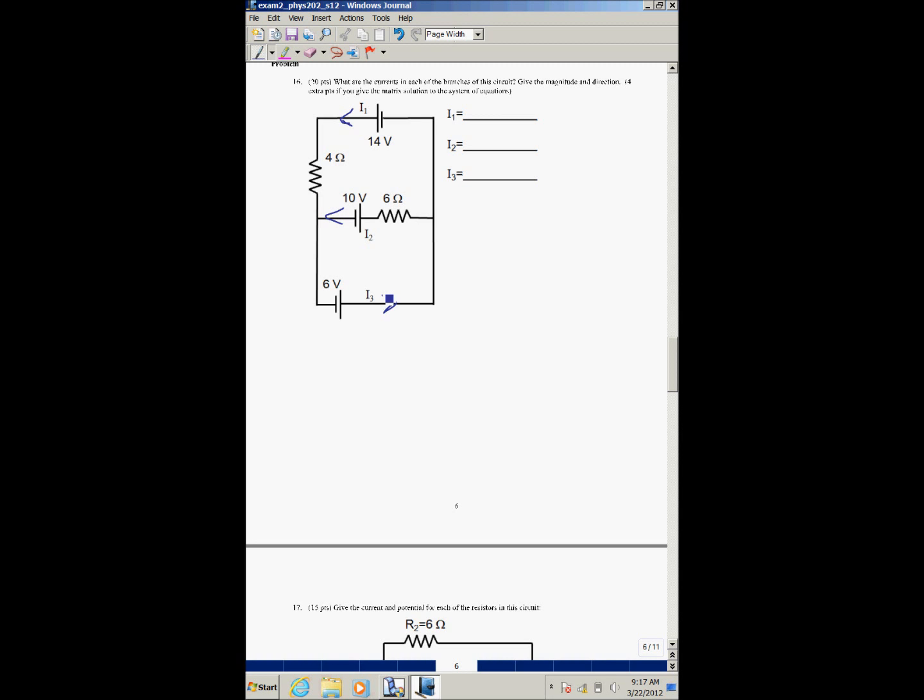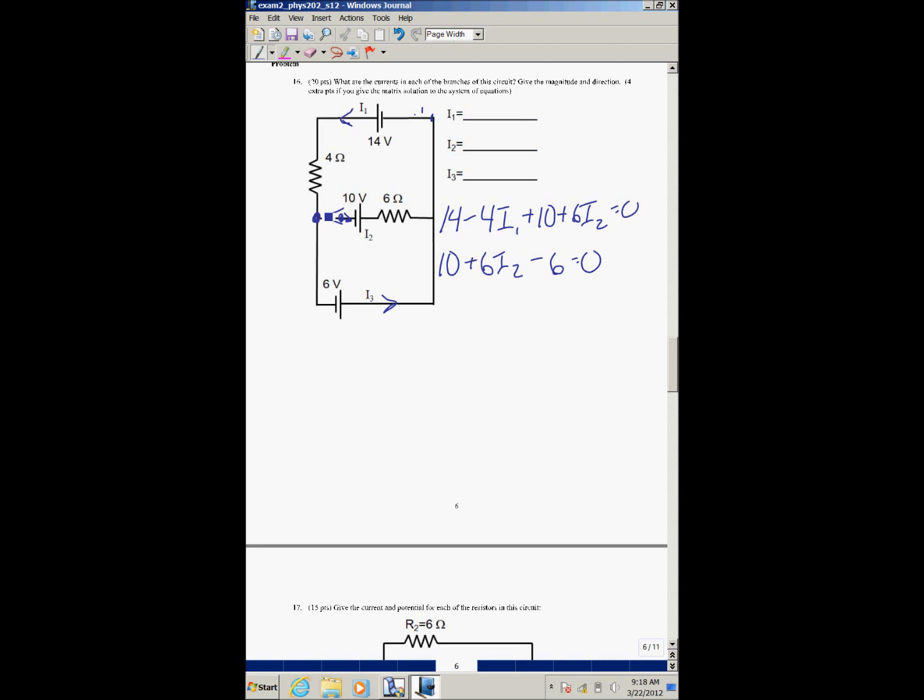Then I want to write the equations. Let's see, I'll start with the loop. For the upper loop, if I start right here and go in that direction with the current, I get 14 minus 4I1 plus 10 plus 6I2, and that's equal to 0. And then if I take the bottom loop, let's start here and go opposing the current, and I get 10 plus 6I2 minus 6 equals 0.